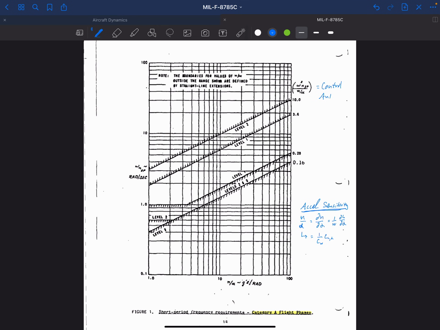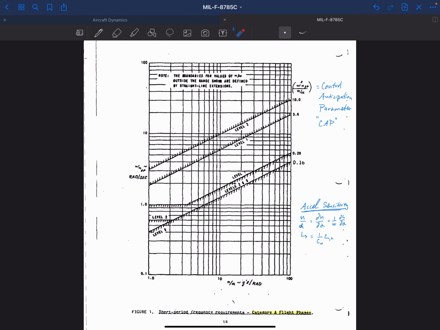Control anticipation parameter, and it's called CAP for short, okay? CAP. So notice that these are lines of constant CAP, okay? The CAP is constant along each of these, and in fact it has this value.